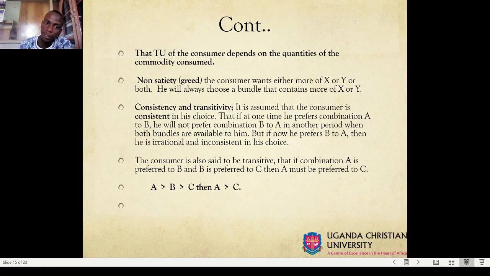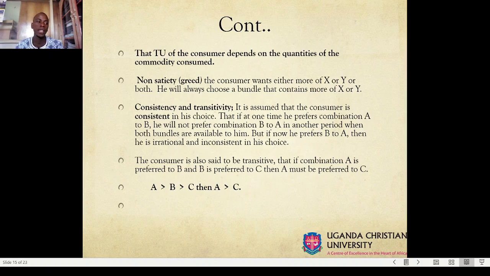The other assumptions are that the utility of the consumer depends on the quantities of the commodities consumed. The total utility depends on the quantities consumed. And then there is an element of greed. Here we assume the consumer is never satisfied. You either want more of X or Y or both, meaning the consumer will always choose a bundle that contains more of X or Y.